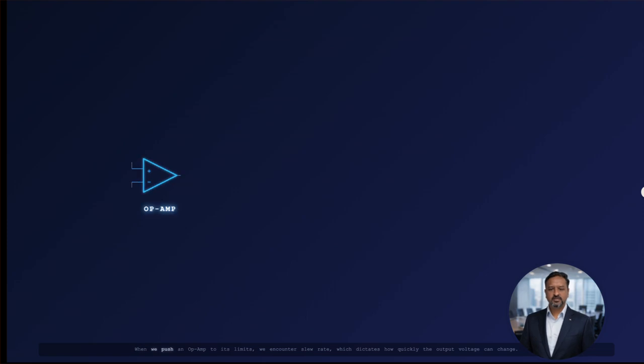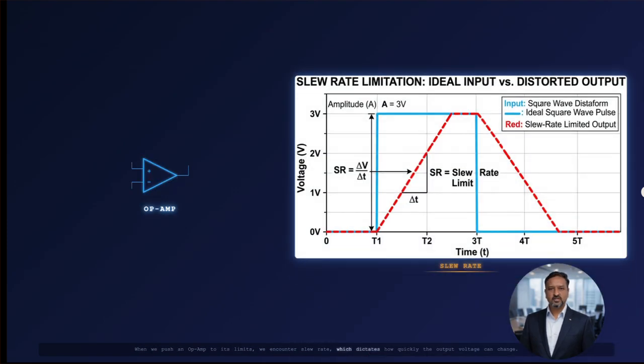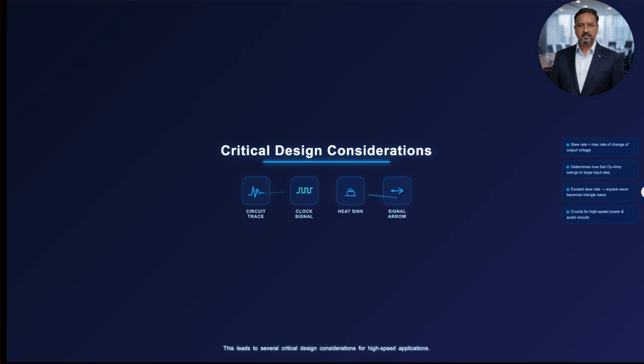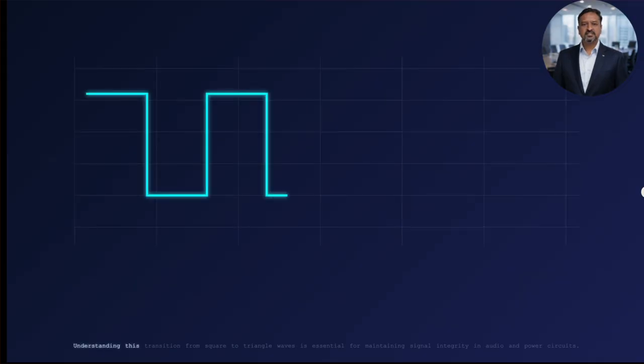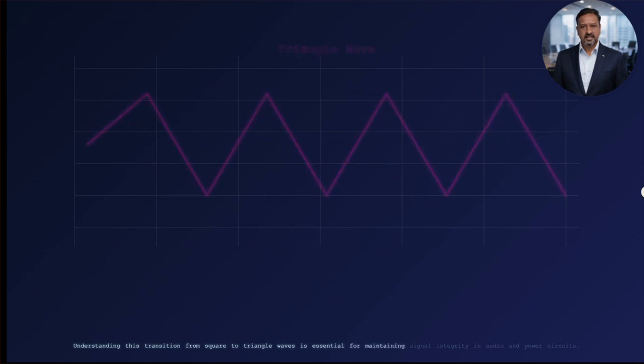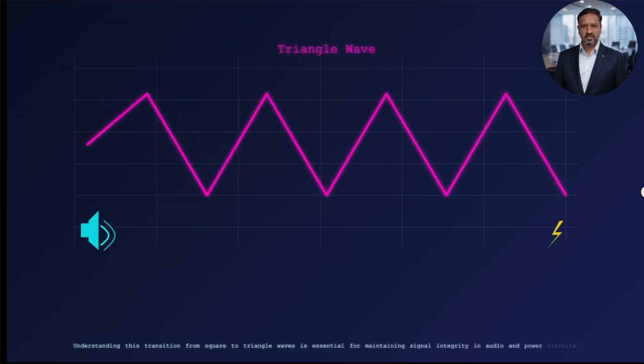When we push an op-amp to its limits, we encounter slew rate, which dictates how quickly the output voltage can change. This leads to several critical design considerations for high-speed applications. Understanding this transition from square to triangle waves is essential for maintaining signal integrity in audio and power circuits.